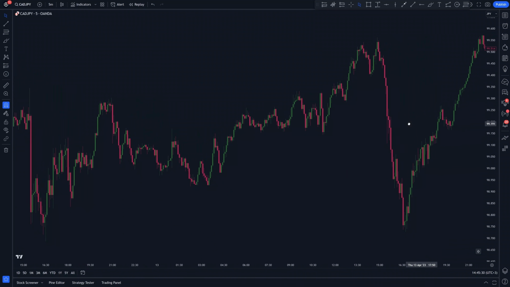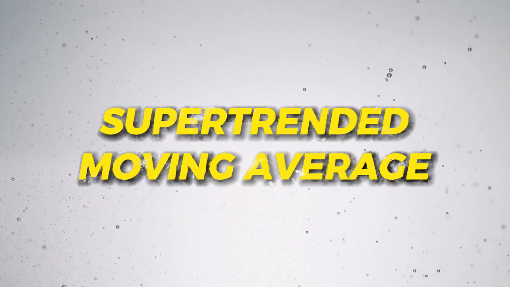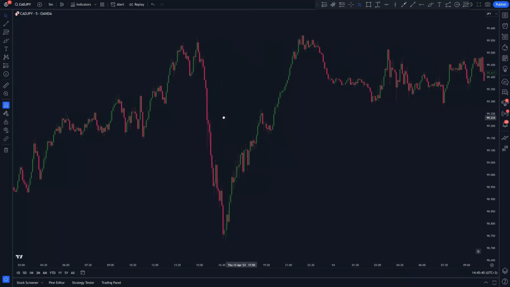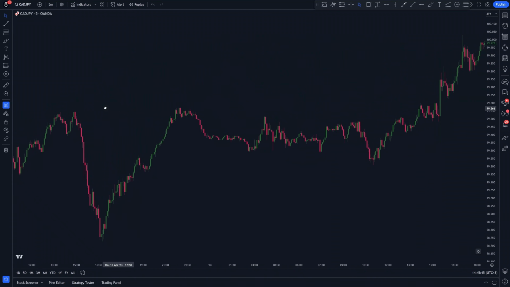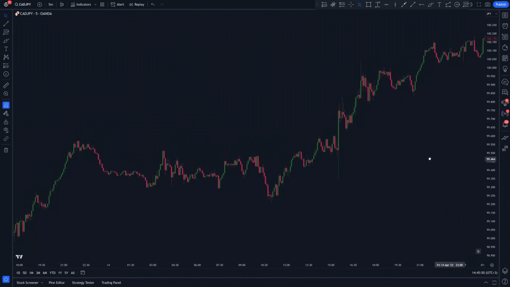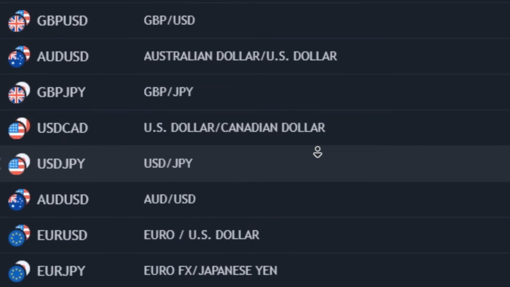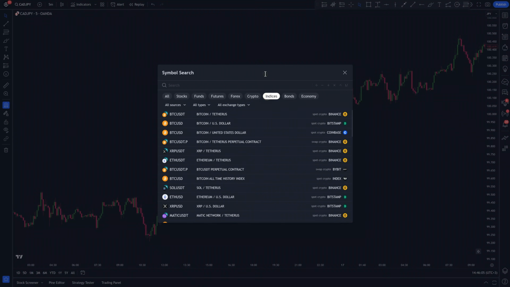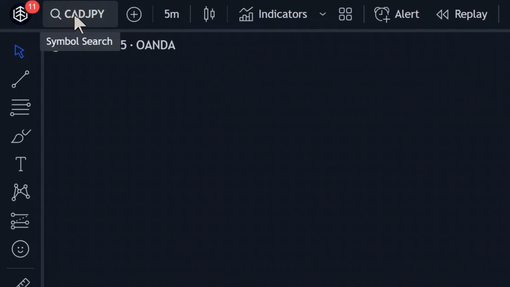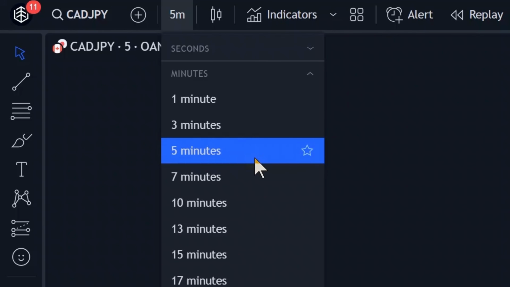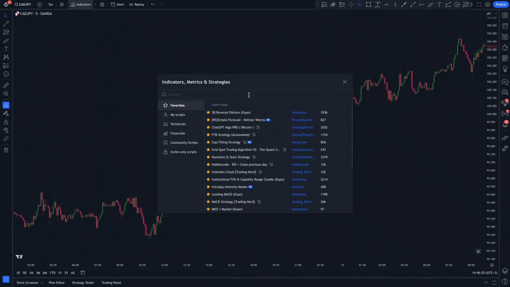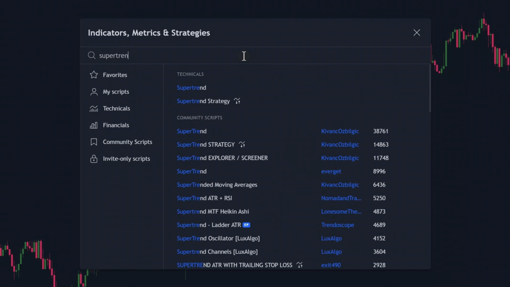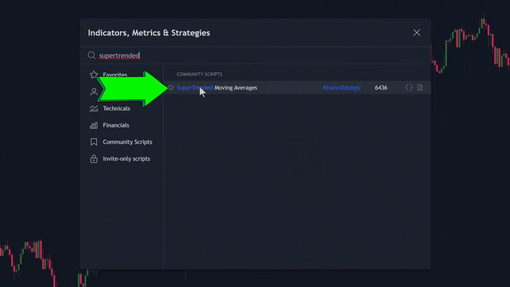Now, as mentioned earlier, this indicator is called the SuperTrended Moving Average. To add it to your chart, you first of all want to go to TradingView. If you need to sign up, link for that will be in the video description. Next, you want to load any forex pair or trading security that you like. For me, I'm going to be using the CAD-JPY on the 5-minute time frame. Then access the indicator search tab and type in SuperTrended Moving Average. Select this one by Kevin.